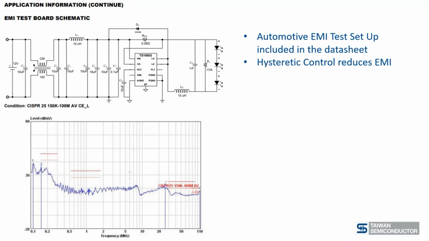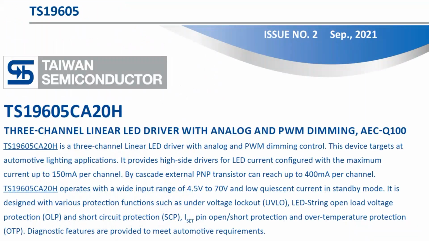The second one, which we are showing now, is quite recent, from two weeks ago or so. It is a 3-channel linear LED driver with analog and PWM dimming, which is AEC-Q100 qualified. I'm going to read more or less from the newsletter which was just released on our website. The target is automotive lighting applications, but there are obviously some other applications too where it could be used.